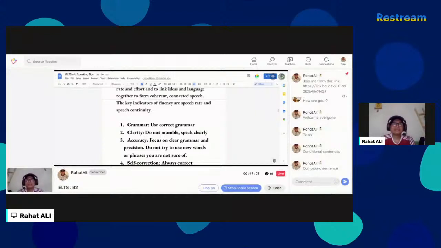Number 3, accuracy. Focus on clear grammar and precision. Do not try to use new words or phrases you are not sure of.